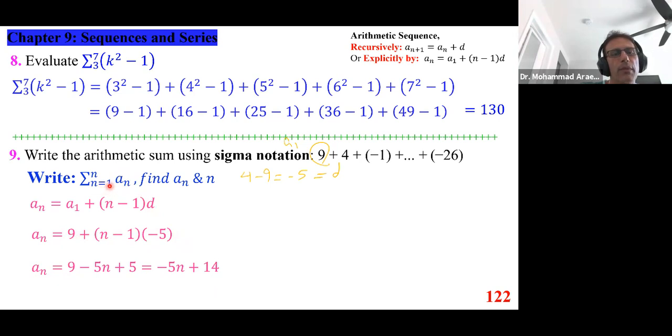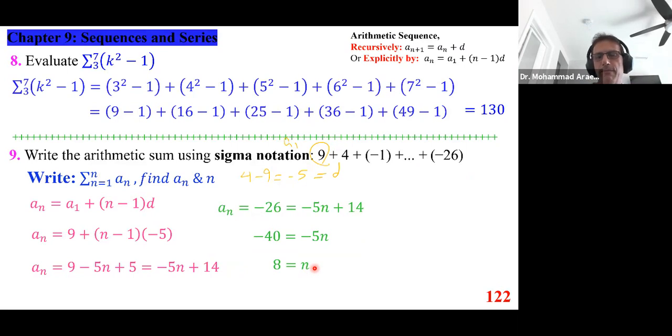But we are going to go from n equals 1 to what number? We don't know how far we go. We have to figure it out. So this is the last term we are using in this partial sum. Let's set this equal to a sub n to figure out the value of n. So 14, when we subtract from both sides, we get -40 divided by -5, which gives us +8. Now we have everything. We have a sub n. We also have the upper limit, which is 8.